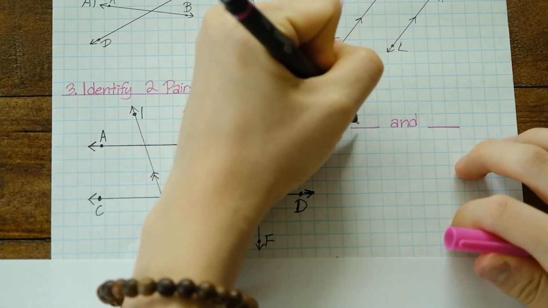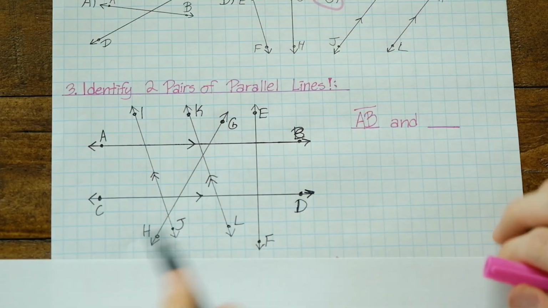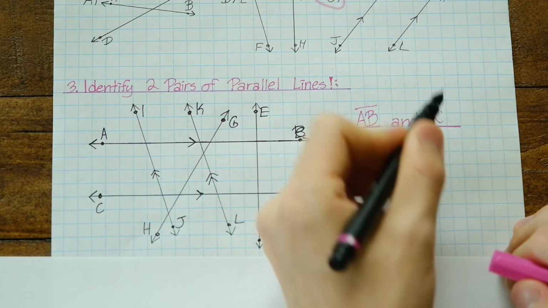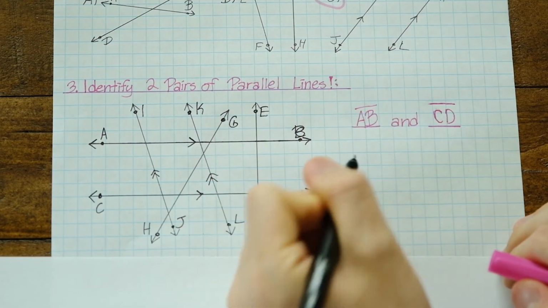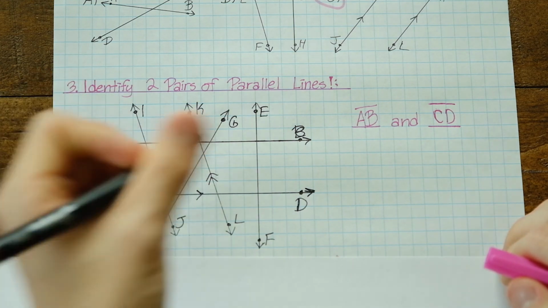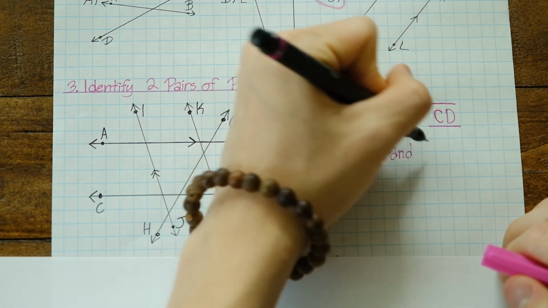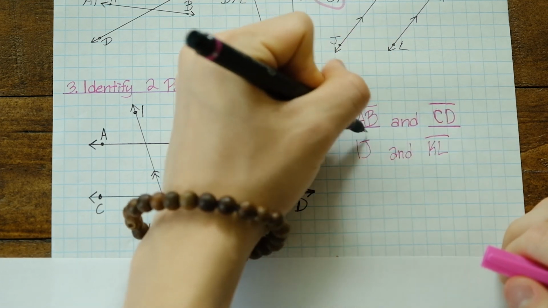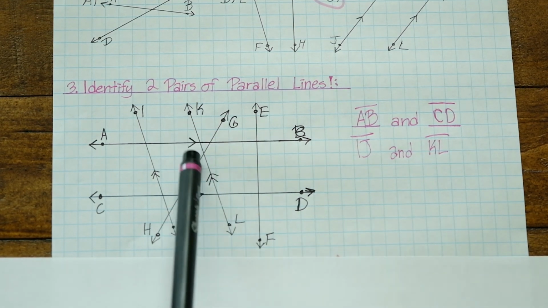So first we have lines AB, and then next up we have line CD. And then next we have lines IJ and KL. So, once again, you can definitely tell, they do stand out, mainly because they have the arrows.